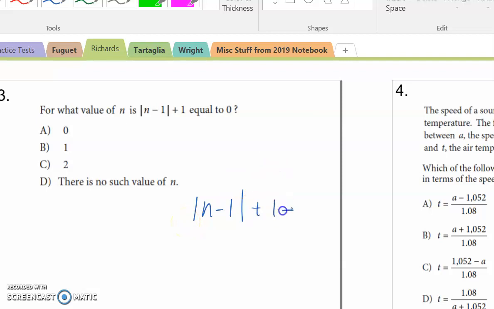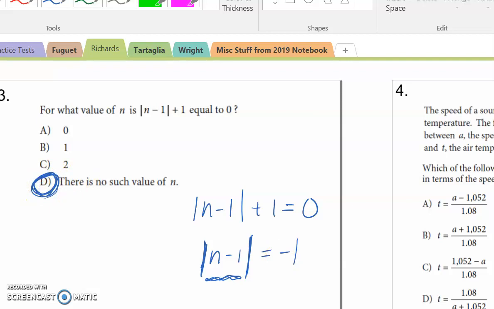So when I have plus 1 equals 0, your first move is going to get that 1 out of the way, and we're going to get n minus 1 equals negative 1. Well, one thing we have to think about is that absolute value always has to come out to a positive number. So therefore, there's not going to be any number that I put inside here that after it comes out of the absolute value brackets is going to equal a negative number.